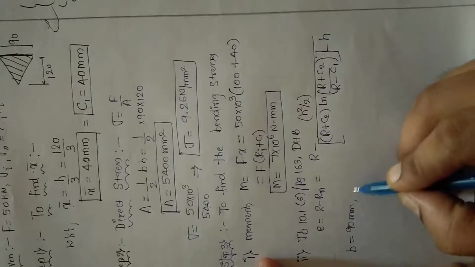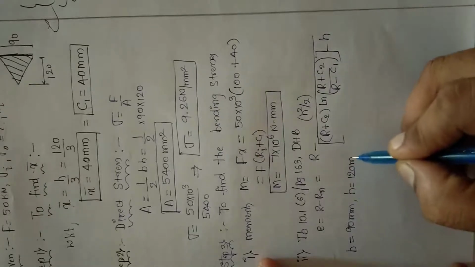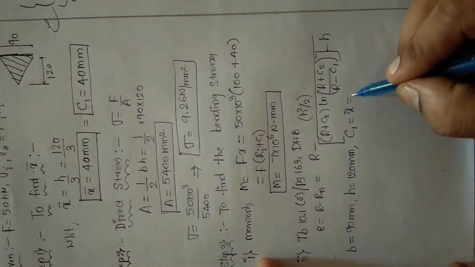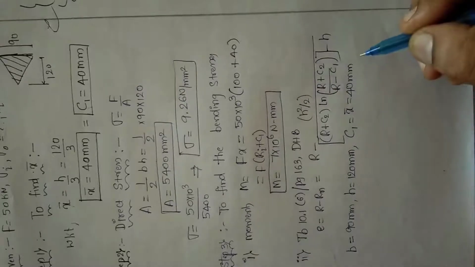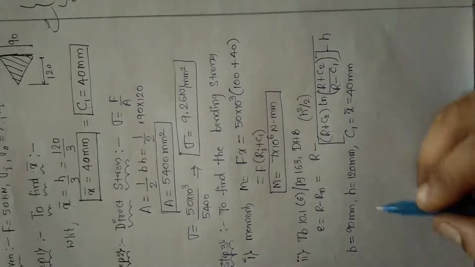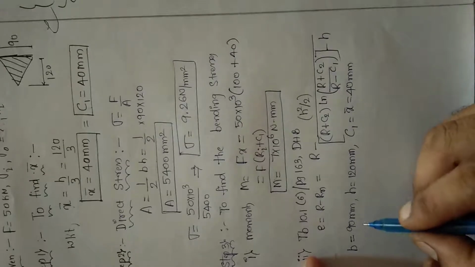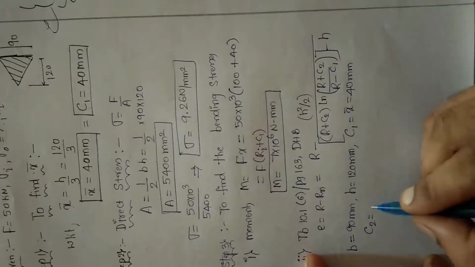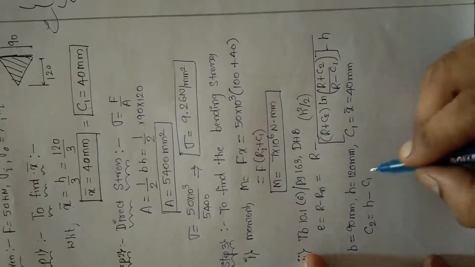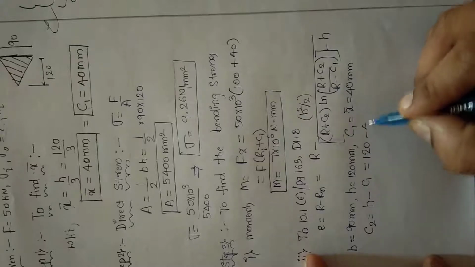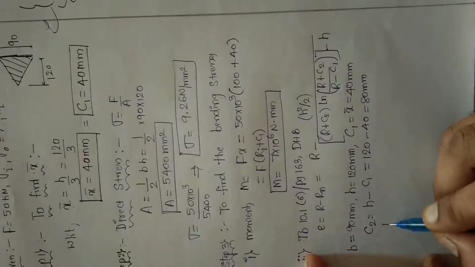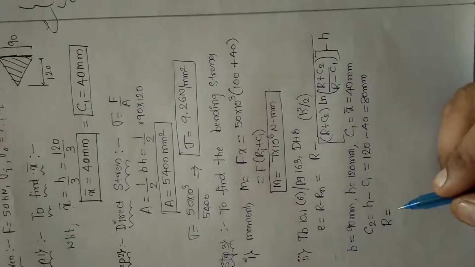B is 90 mm, H is 120 mm, C1 we got from the x dash, I can call it as x dash also, it is 40 mm, and from here I can find C2. C2 is total depth minus C1, H minus C1 gives me C2, 120 minus 40 is 80 mm.